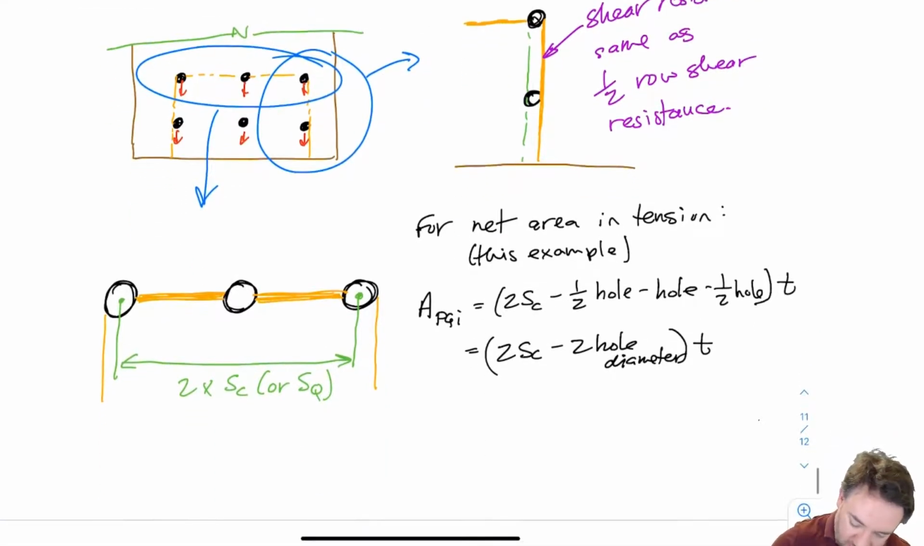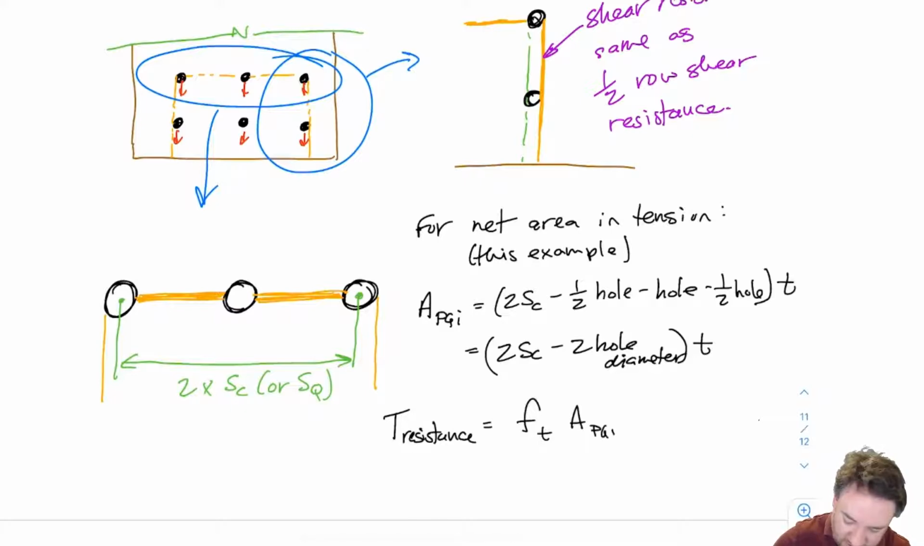Okay, so then what's the resistance in tension? Tension resistance, we would expect to look something like FT times APGI. So FT would be our strength in terms of stress, and APGI would be the cross-sectional area. We've done net area before. Of course, we're also going to have some phi factor on there in general.